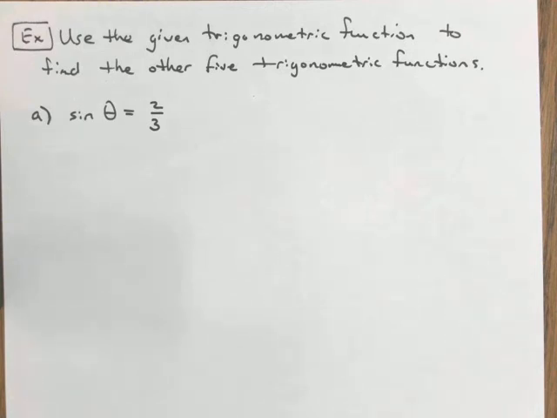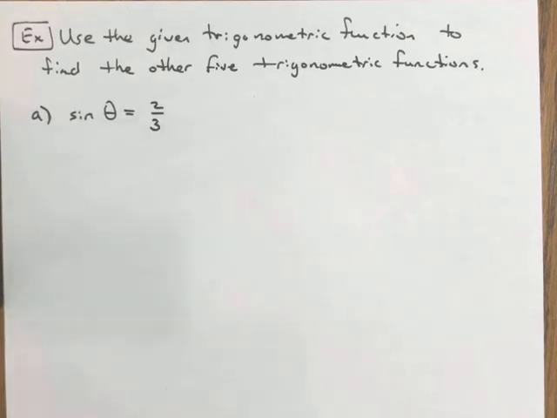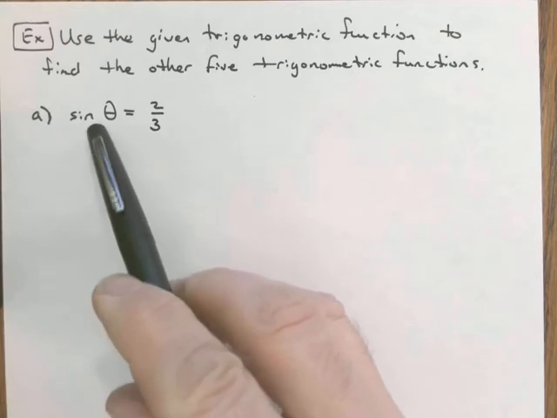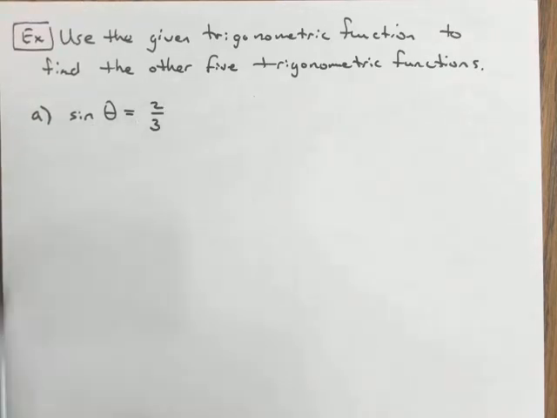We want to take the function they gave us, sine of theta is equal to 2/3. We want to use that equation to find the other 5 trigonometric functions. Well, one of them we can find right away is cosecant, because it's the reciprocal. So the cosecant is 3/2. Just flip that over.